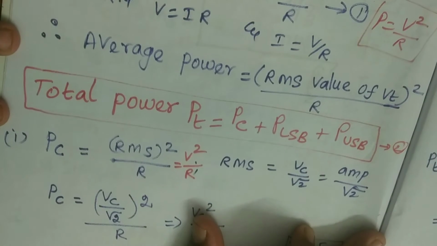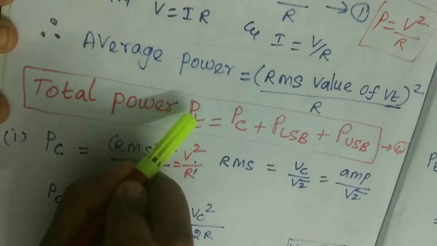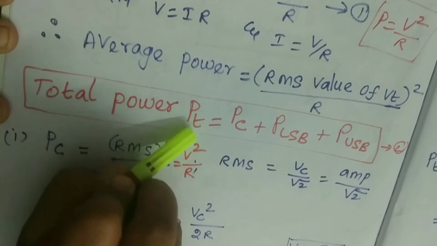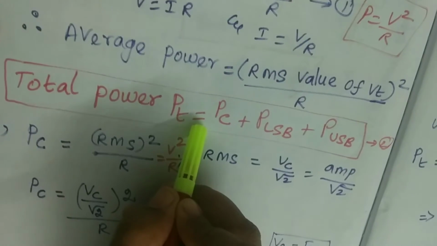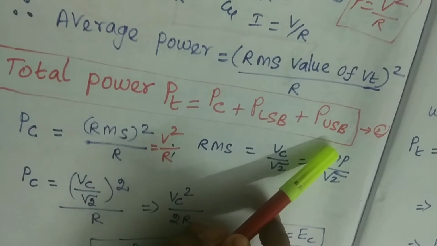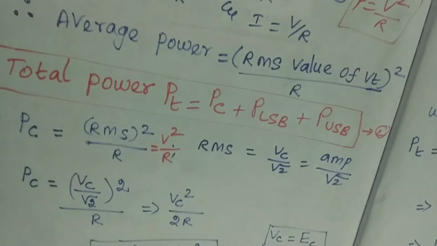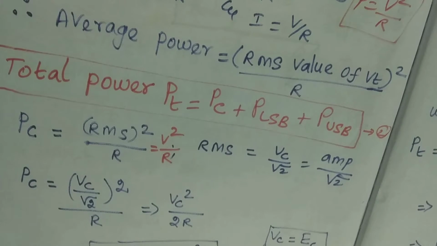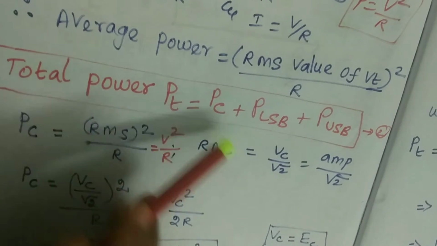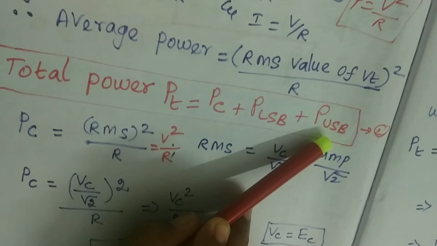Then we have to derive the total power for amplitude modulation. The total power is denoted as PT. PT is equal to PC plus PLSB plus PUSB. PT is total power, PC is carrier power, PLSB is lower sideband power, and PUSB is upper sideband power. So we have to calculate the values of carrier power, lower sideband power and upper sideband power. Let us derive one by one.